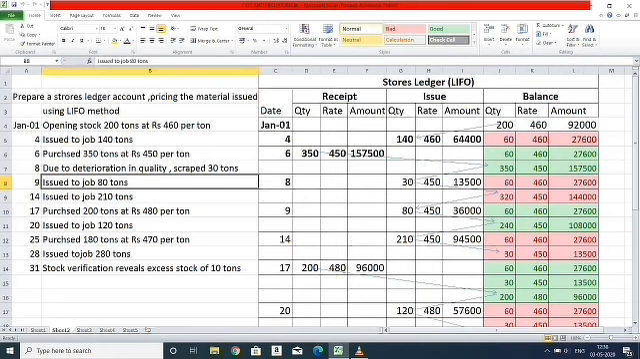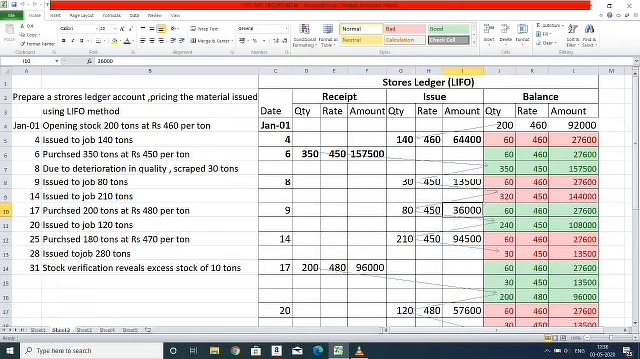Then on January 9, we are issuing 80 tons. We know that we have to issue that 80 tons from our last lot. This 350, its rate is 450. So we issue this 80 from this lot at the rate of 450 per ton. Then amount comes to 36,000.